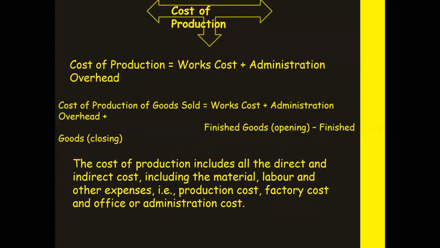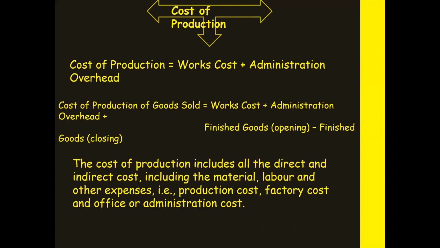The third component is cost of production. Cost of production includes all the direct and indirect costs, including the material, labor, and other expenses. That is, production cost, factory cost, and the office or administration cost. The following formula denotes the computation of cost of production. Cost of production equals work cost plus administration overhead.